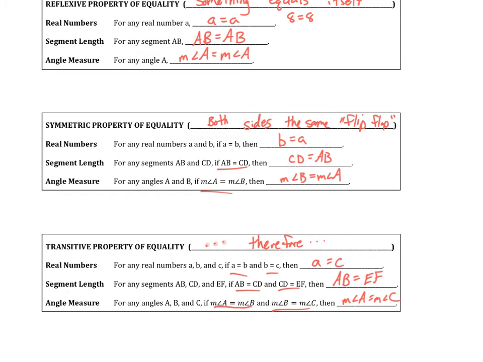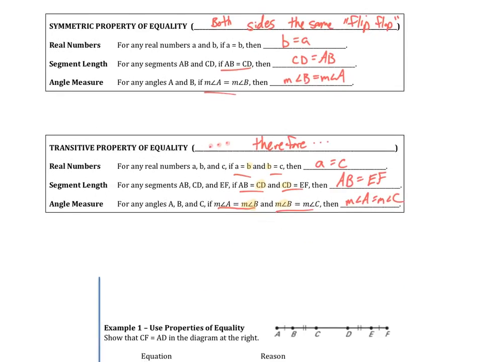You'll notice that in each of these, something is repeated. B is repeated, CD is repeated, and angle B is repeated. Okay, so this is kind of like saying you have three people. It's like saying if I am as tall as somebody else, let's say I'm as tall as Brandon and Brandon's as tall as Ashley, then I'm as tall as Ashley because we're all the same height. That is the transitive property.